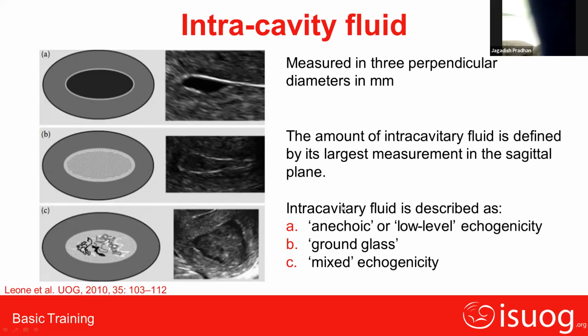Secondly, the intracavitary fluid has to be described. In the previous IETA lecture, we had read how the intracavitary fluid looks. So it may be anechoic if there is no echo within it. It may be ground glass if there are slight fine internal echoes within it, or it may be of mixed echogenicity, as occurs in RPOC or molar pregnancy.